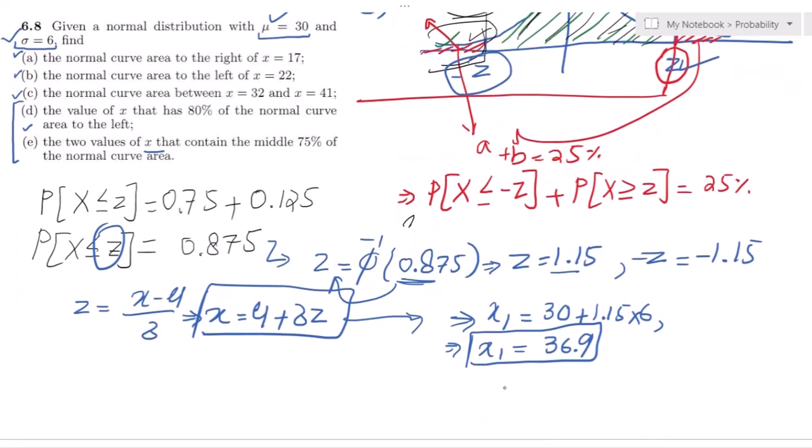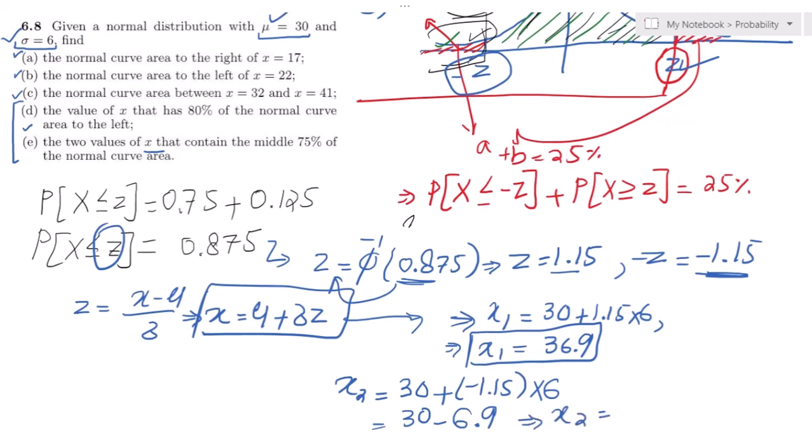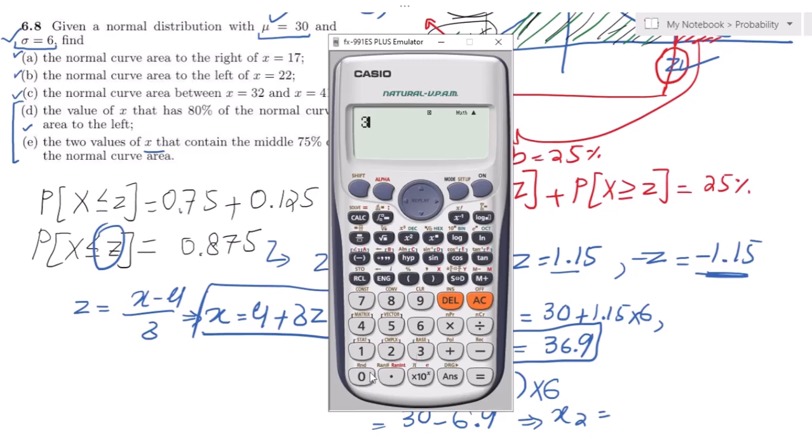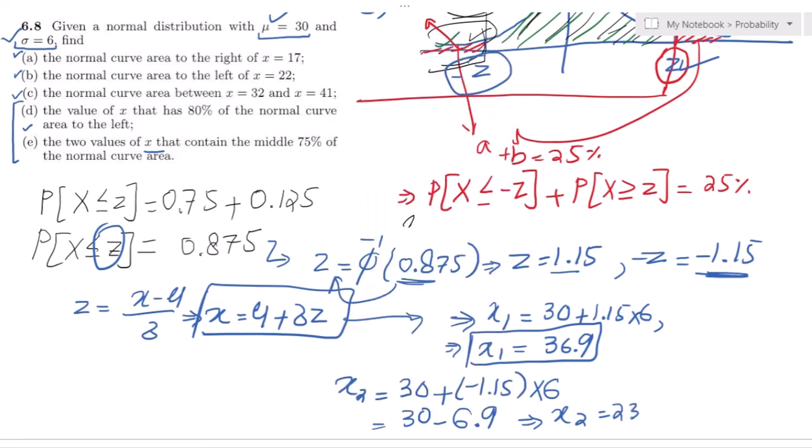And for x2 we have here 30 plus the value of z, now minus 1.15, multiplying here with this 6, which is sigma. So this would be 30 minus 6.9. This would be x2, and the value of x2 is 30 minus 6.9, which is 23.1. So 23.1 is the value of x2.